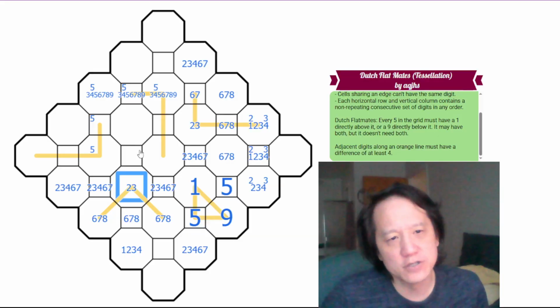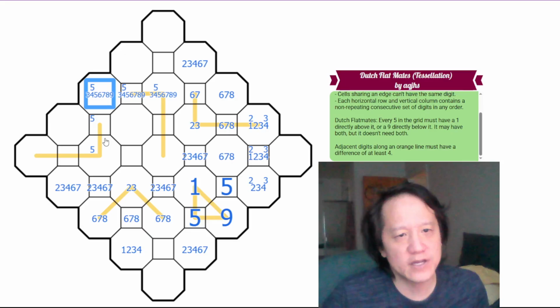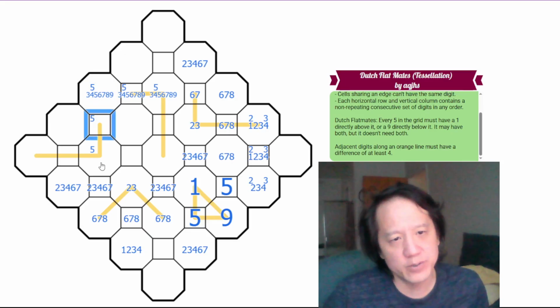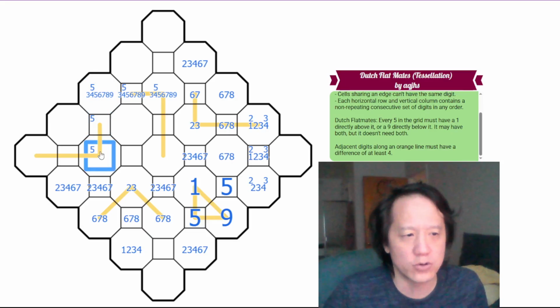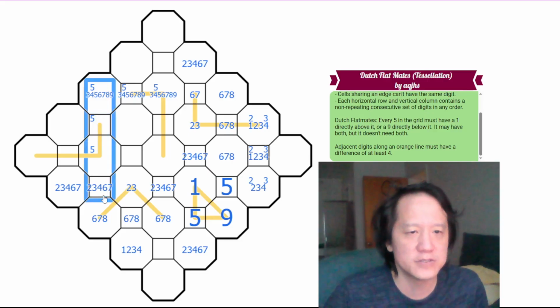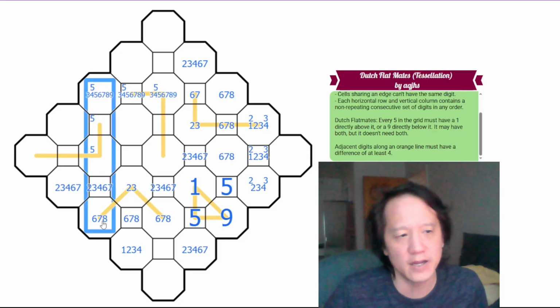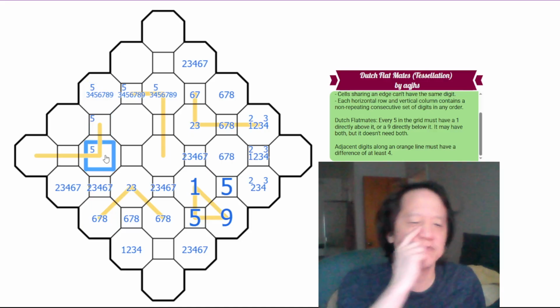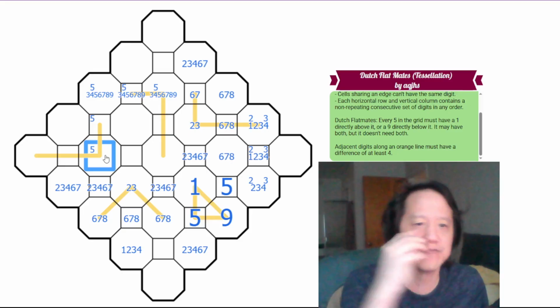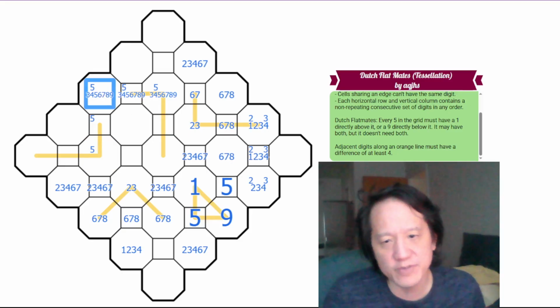Oh, that's interesting. So if this is 5 and this is 9, the problem is this has to be 4 or more away from 9 here. And since that would be 5 and 9 here, this has to be a 5, 6, 7, 8, 9 Renban. But none of the other digits from 5 through 9 are 4 or more away from 9. So this cannot be 5 then.